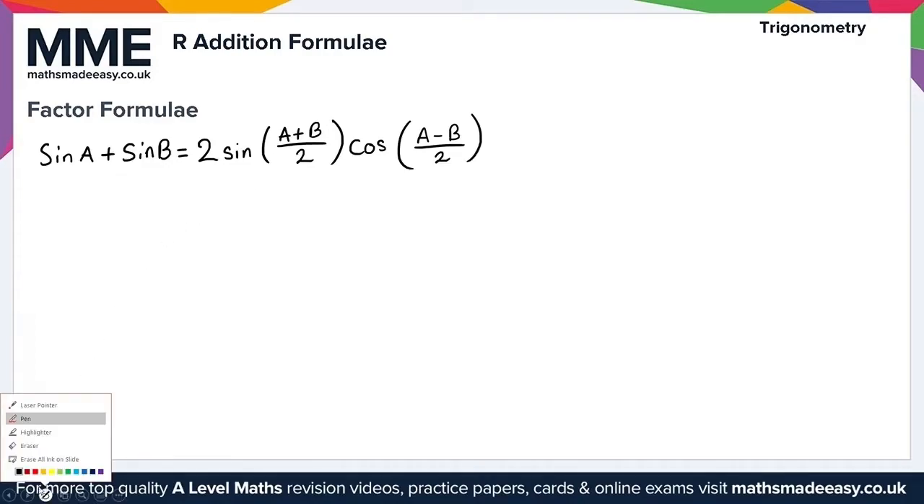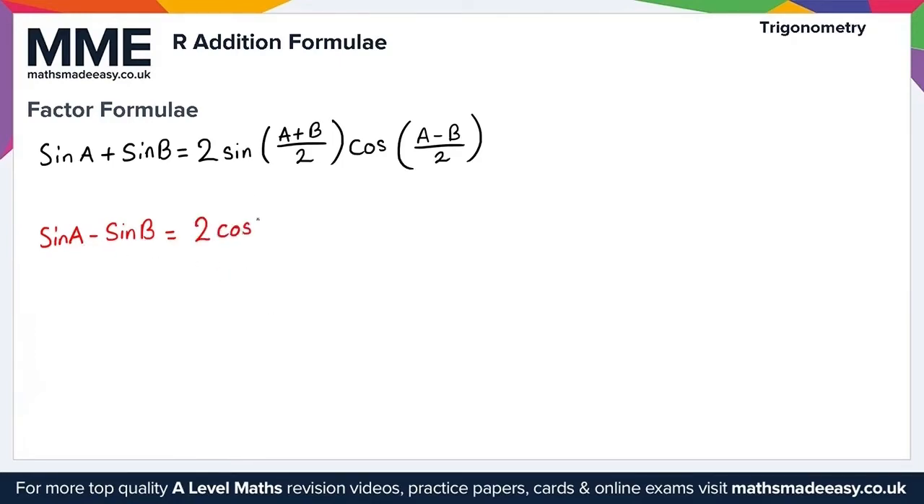Let's write the next one in a different pen colour. So we could also do sine A minus sine B. Well, what would that give us? Well, that would give us 2 cos A plus B over 2 times sine of A minus B over 2. Okay, that's the second of our new formulae.